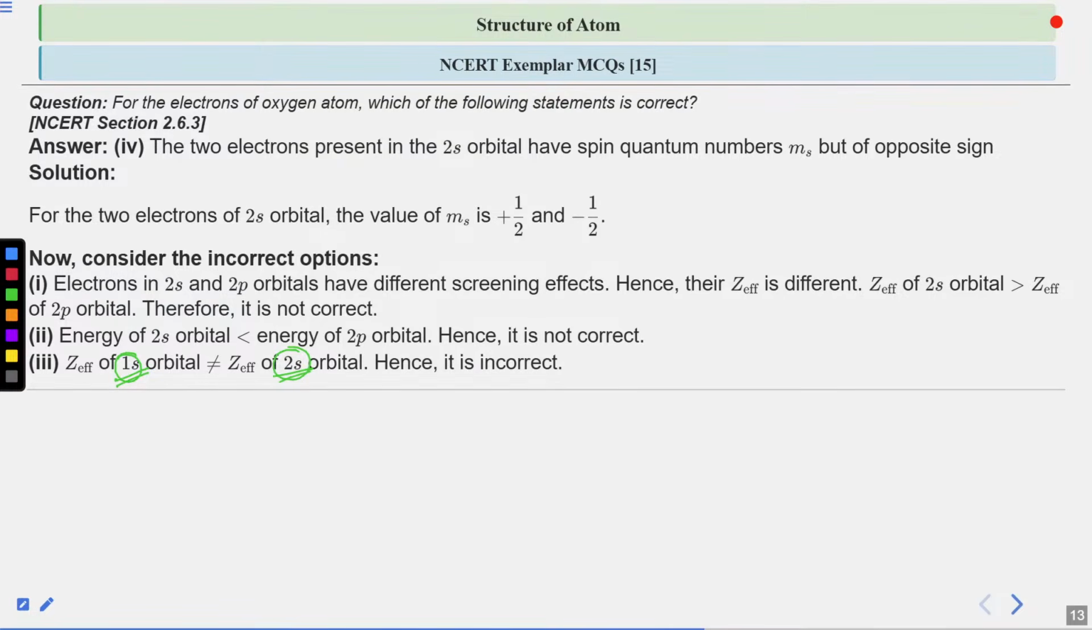Now you can think of it in another way also. Since your 1s is coming first, just after the nucleus you have the 1s, and after that you have the 2s. So 1s will experience a direct force from the nucleus, whereas the 2s is present behind it, so there will be a shielding effect. The 1s will shield the 2s, and as a result it will experience less force. So we can say that Z effective of 1s is greater than the Z effective of 2s.